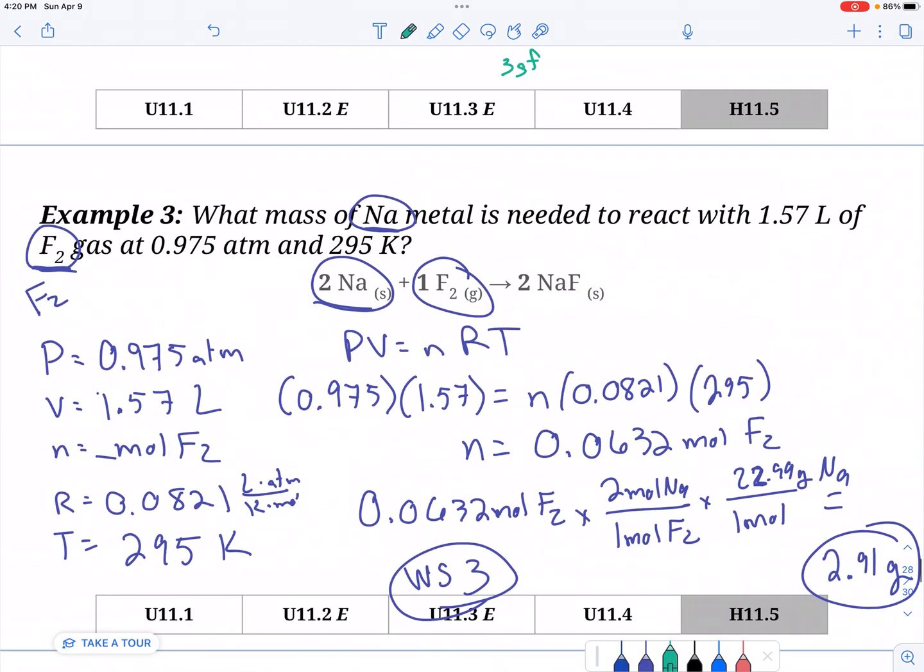So this is example 3. You should have gotten 2.91 grams for this one. Again, we are starting, we know the volume, we know the pressure, which means the first thing that we're solving for is going to be the moles of F2 from the ideal gas law, which is 0.0623 moles of F2. Then we always take the answer from the first calculation we do and use it in the second calculation. In this case, it's to start the stoichiometry. And that is how you do gas stoichiometry problems when you are not at STP.